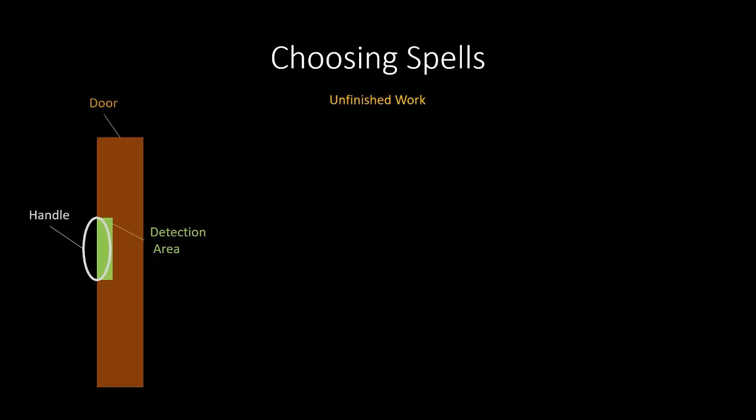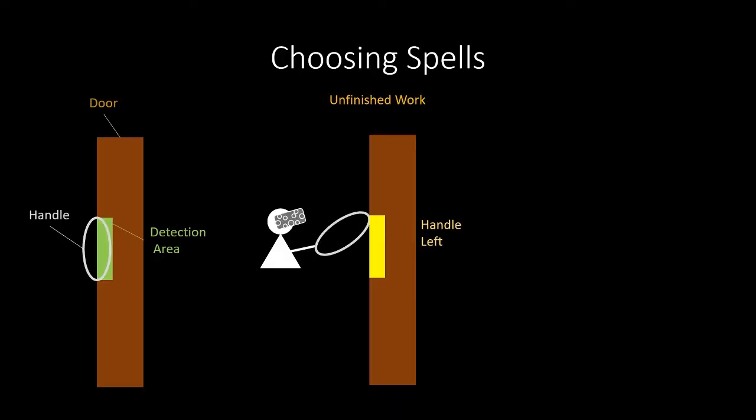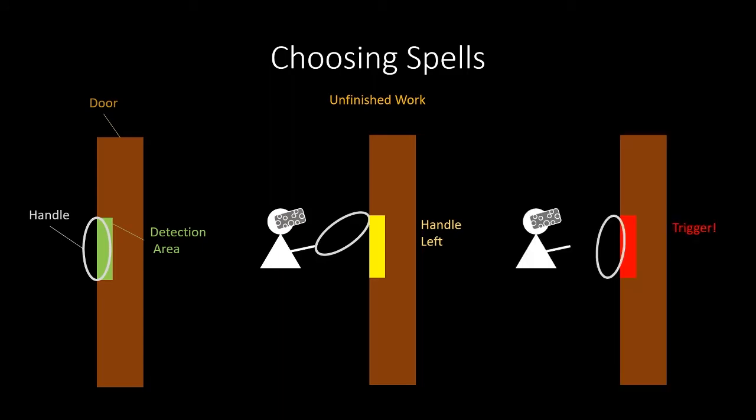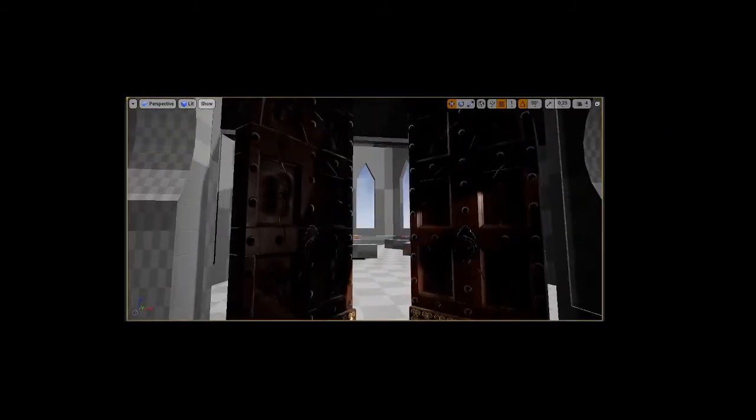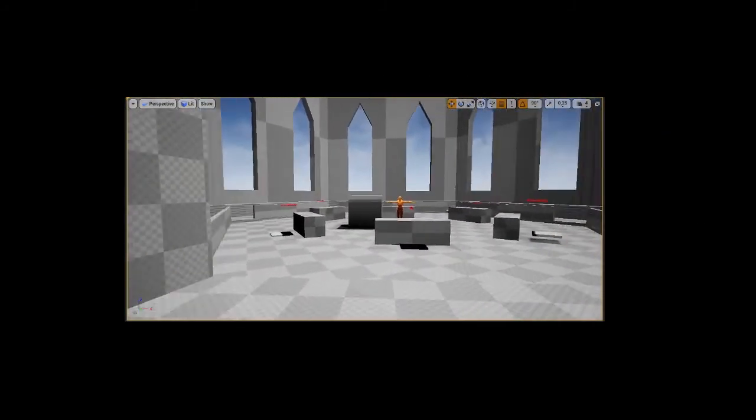Regarding the handle, I would have implemented a detection area. Once the handle left that detection area, it would be primed so that once the handle returned, it would trigger a sound and the opening of the door could start. For now, to allow access to the room, the door simply opens upon start. Next, my work as a team producer.